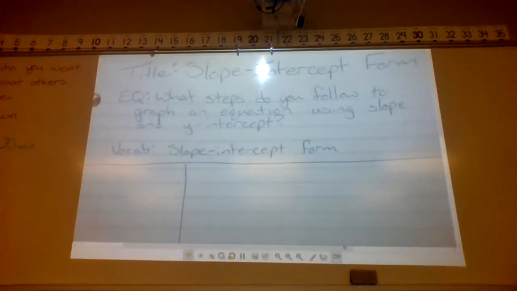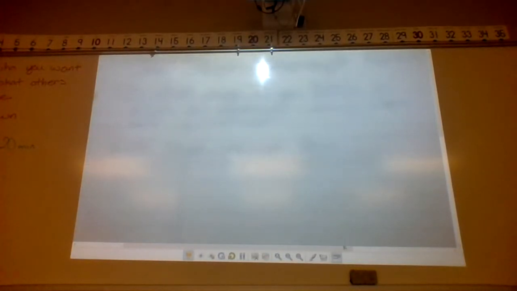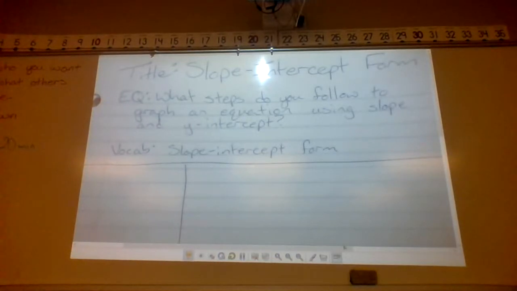We are going to be doing slope-intercept form. The essential question is, what steps do you follow to graph an equation using slope and y-intercept? Vocabulary is slope-intercept form.